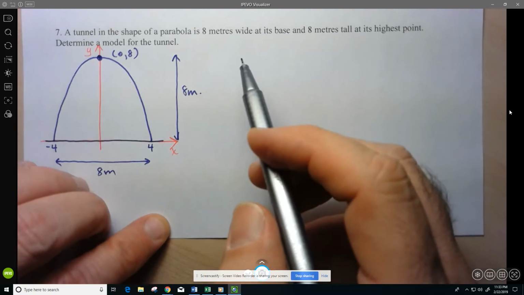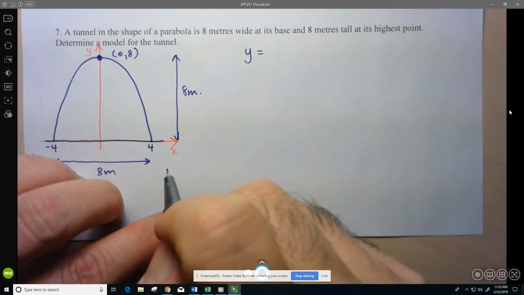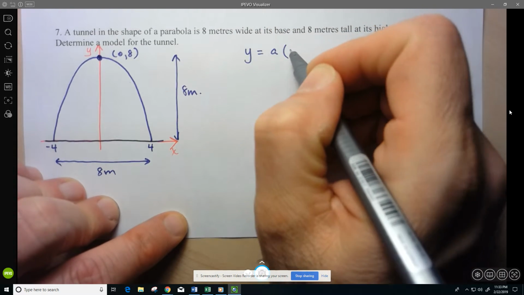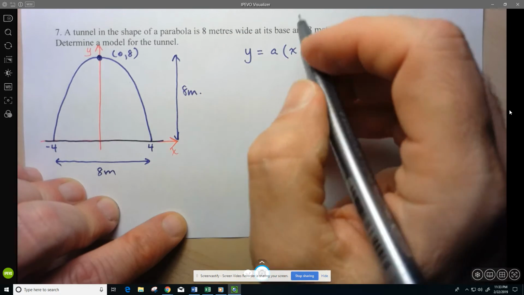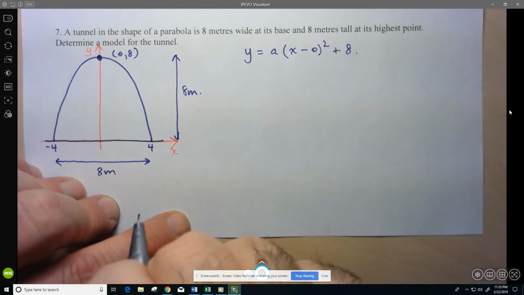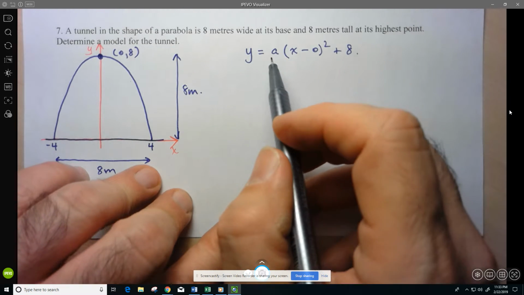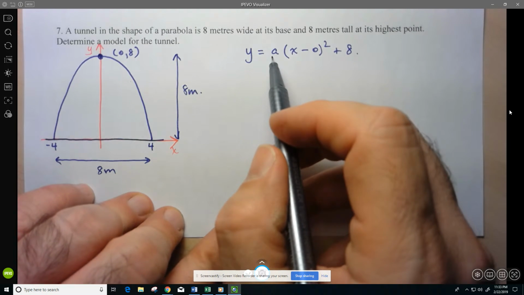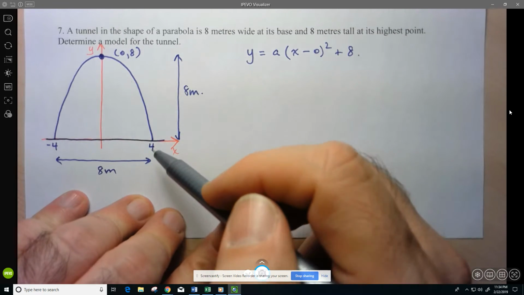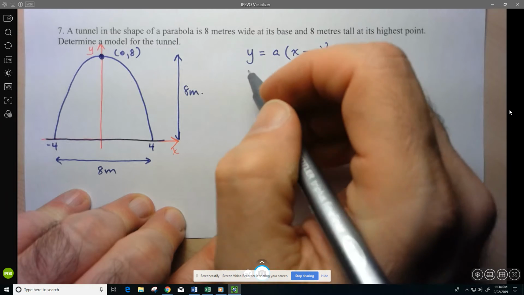Okay, so let's start by putting in our vertex. So y is equal to a times (x minus 0) squared, plus k, which is 8. In fact, this simplifies. It's just going to be y = ax² + 8. And as before, the only thing left to find is the a value. Now I can just use either of these points to find the a value. I'm going to use the 4, seems a little easier. So that means when x is equal to 4, y is equal to 0.